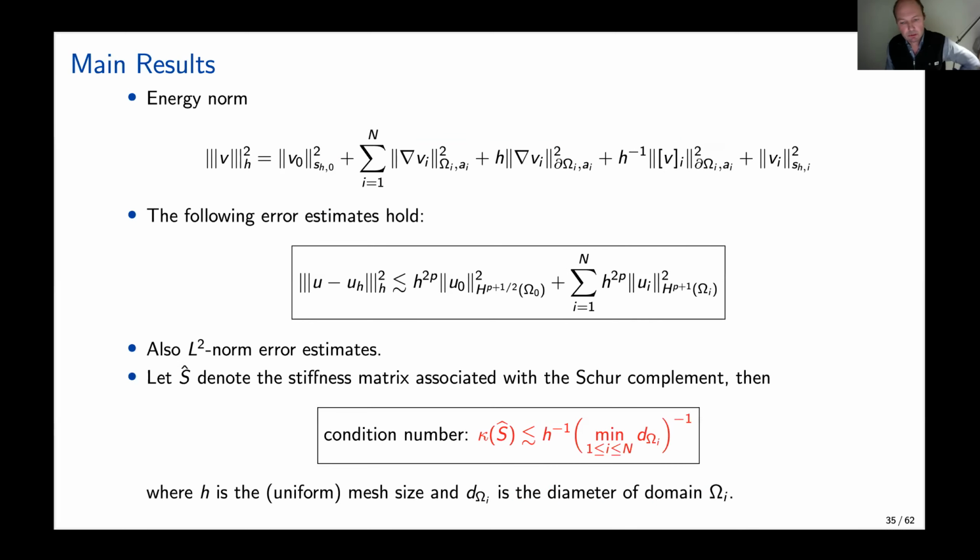And then again, we can derive all the expected results in a very general setting. We can also prove a condition number estimate for the Schur complement. And here it takes this form. So it's 1 over h, which is the mesh size, and then we have 1 over the minimum of the diameter of these subdomains. So basically, if these subdomains are on the size of the mesh, then we get 1 over h squared. Otherwise, we get 1 over h.